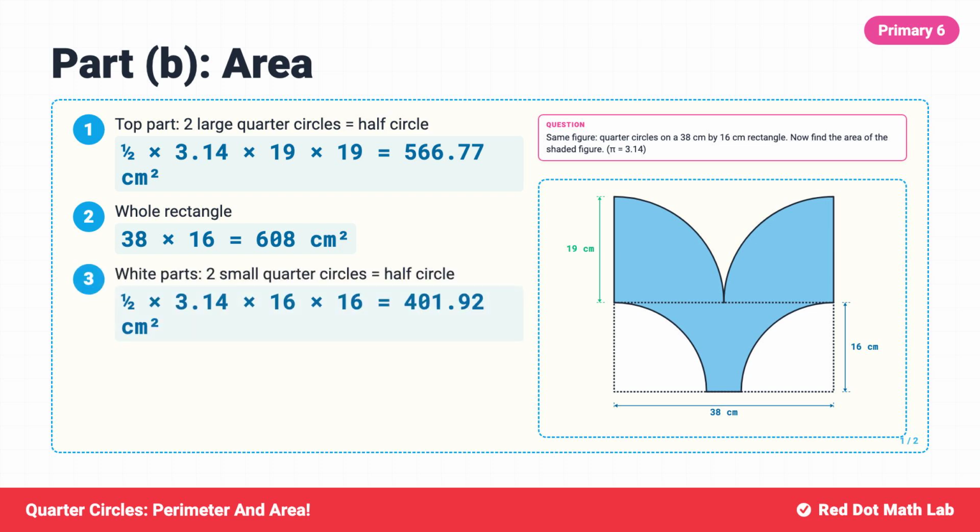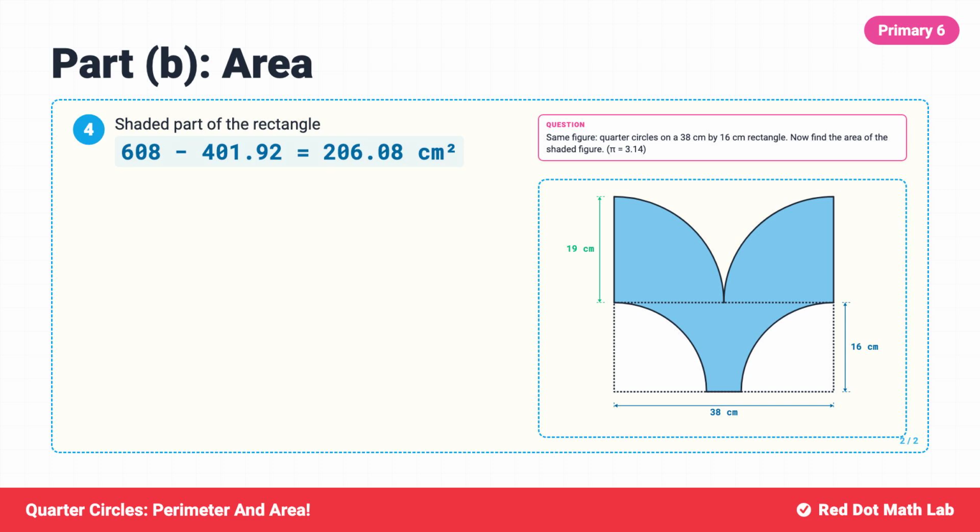Step 3, the white parts inside the rectangle. The two small quarter circles make one half circle of radius 16 centimeters. A half times 3.14 times 16 times 16 equals 401.92 square centimeters. Step 4, the shaded part of the rectangle. 608 subtract 401.92 leaves 206.08 square centimeters.